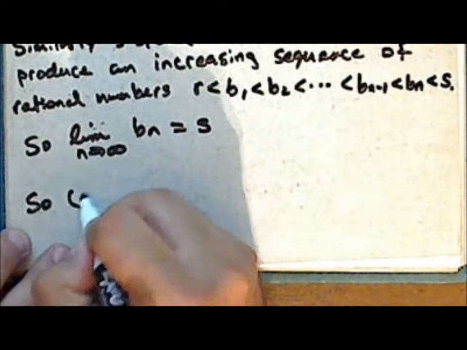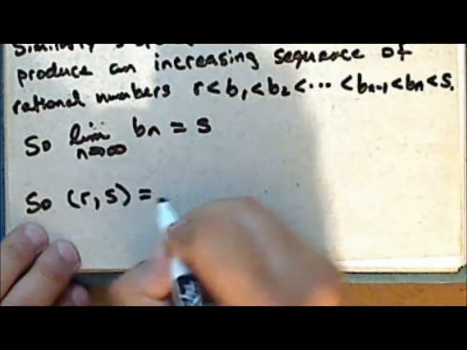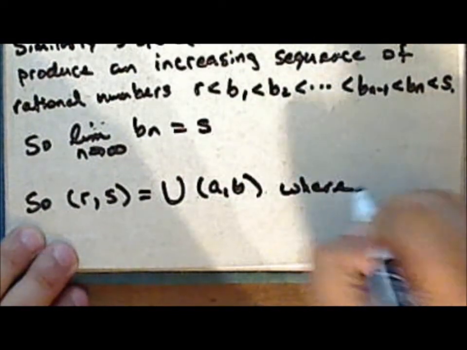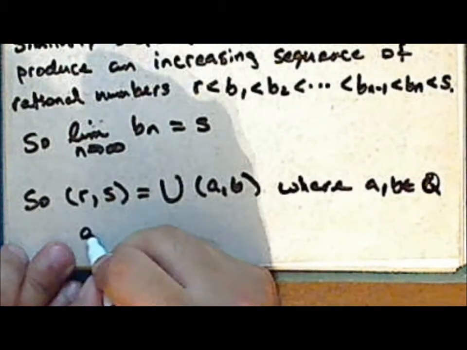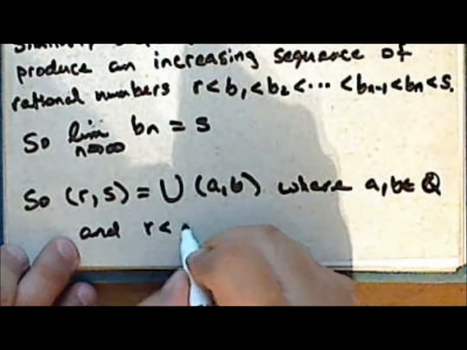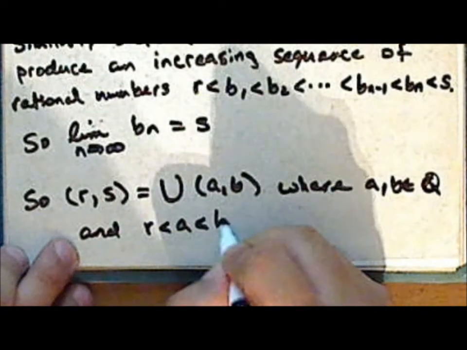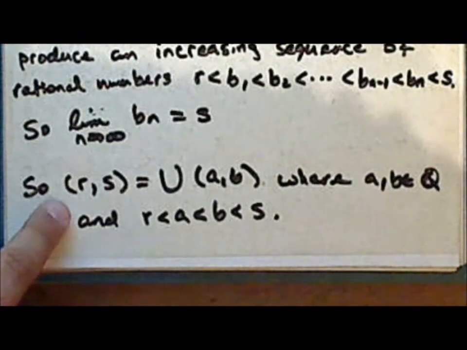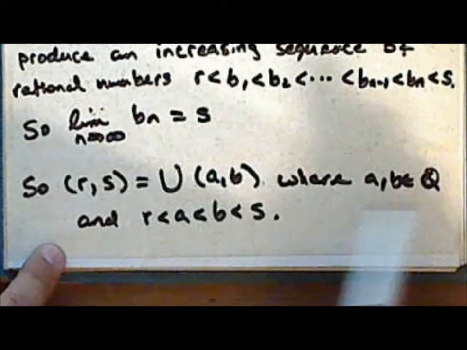And so the interval having real endpoints r and s is a union of intervals of the form ab, where a and b are rational numbers and a is strictly greater than r, which is strictly less than b, and b is strictly less than s. So every open interval in the real line can be expressed as a union of open intervals having as its endpoints rational numbers.